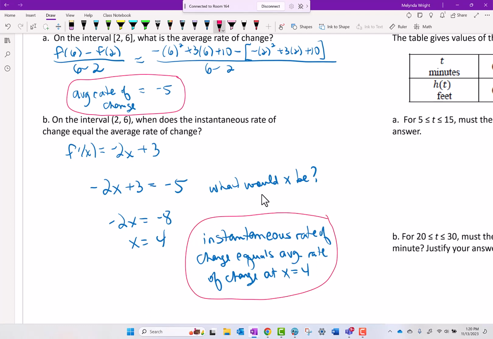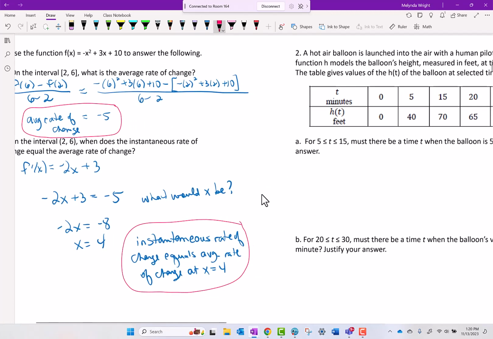Okay? So that's using mean value theorem in one type of way. Are we okay with that? Okay. So let's look at, we have just one more question. Can you stay on that for a second? Sure.